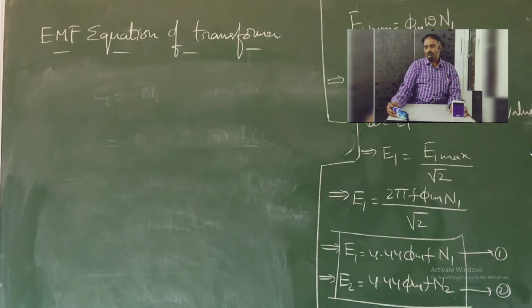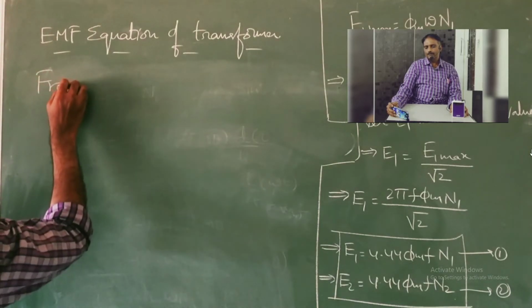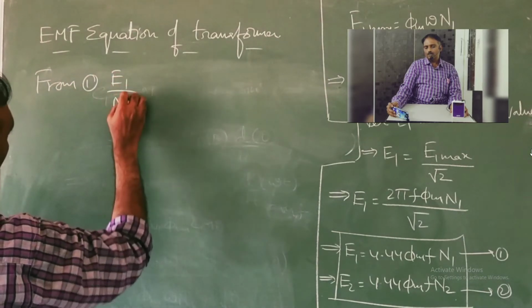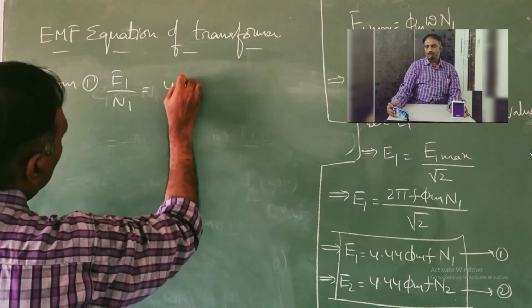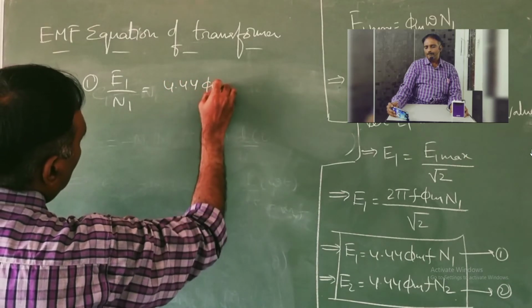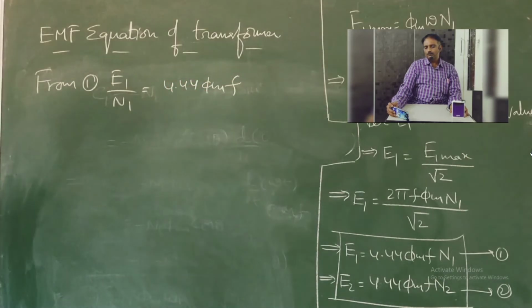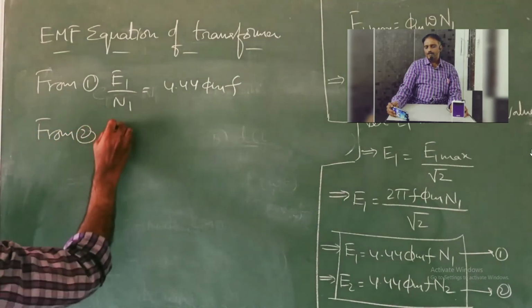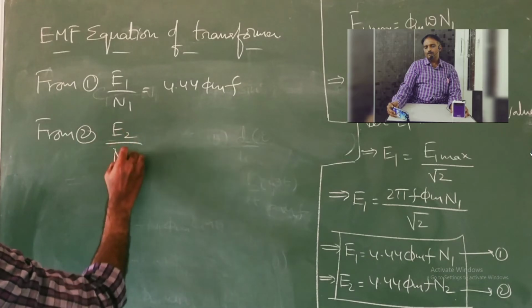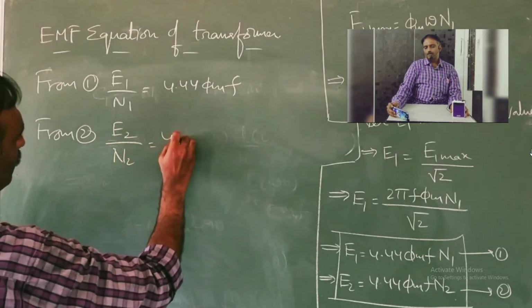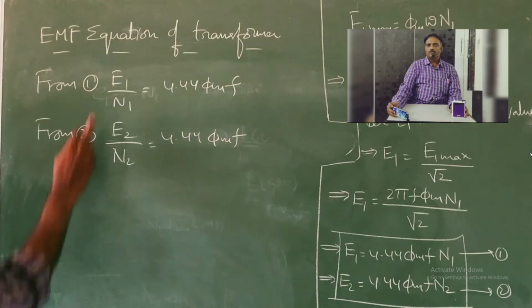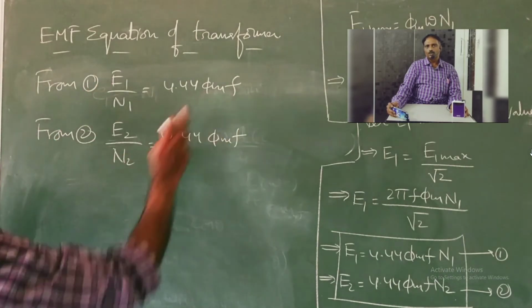From equation 1, take n1 onto the left hand side, we get E1 by n1. Consider the ratio E1 by n1 as equal to 4.44 phi m into f. Similarly, from 2, consider the ratio E2 by n2. So we get the same 4.44 phi m into f. That means to say that these two are equal: E1 by n1 is equal to E2 by n2.